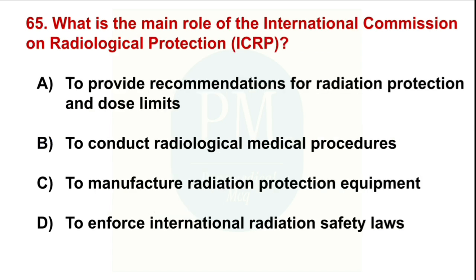What is the main role of the International Commission on Radiological Protection, ICRP? Option A, to provide recommendations for radiation protection and dose limits. Option B, to conduct radiological medical procedures. Option C, to manufacture radiation protection equipment. Option D, to enforce international radiation safety laws. The correct option is option A, to provide recommendations for radiation protection and dose limits.